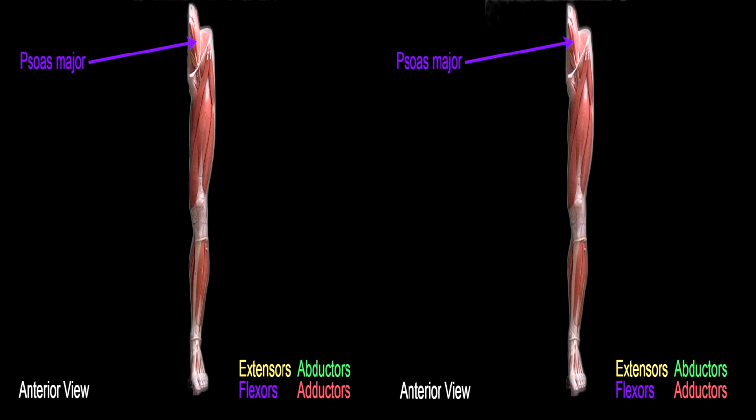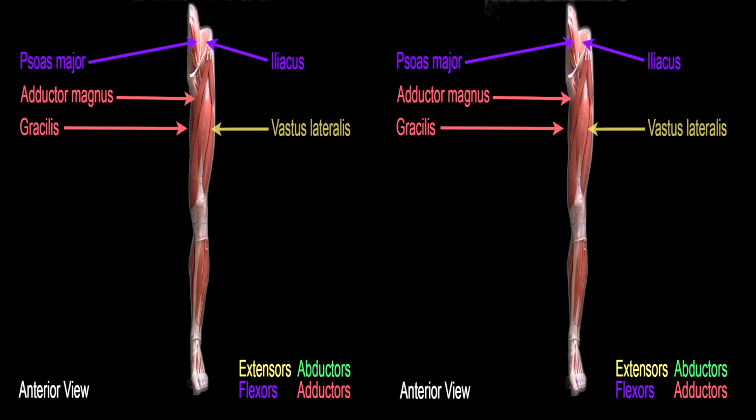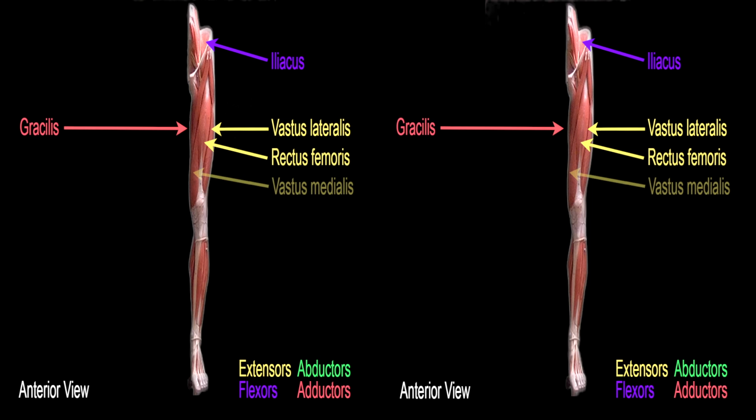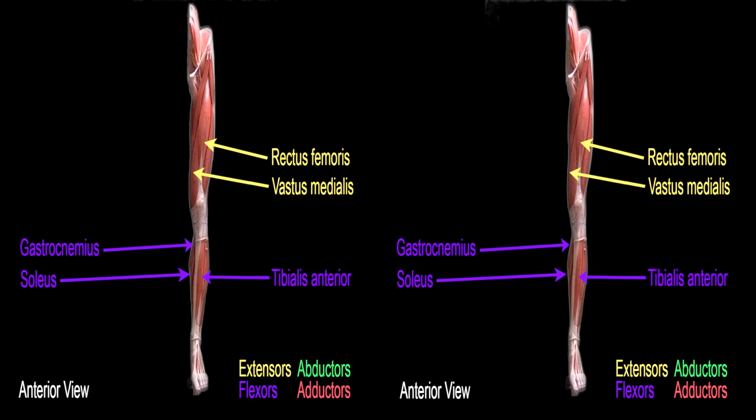Psoas major, adductor magnus, gracilis, iliacus, vastus lateralis, rectus femoris, vastus medialis, gastrocnemius, soleus, tibialis anterior.